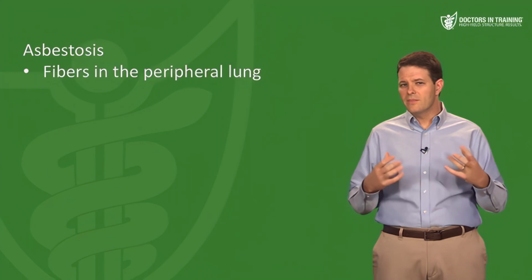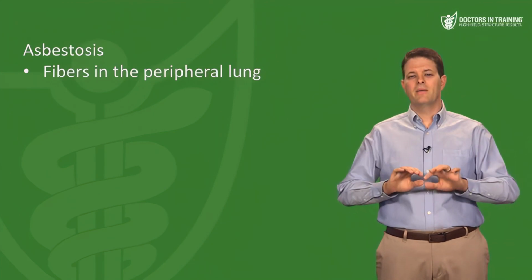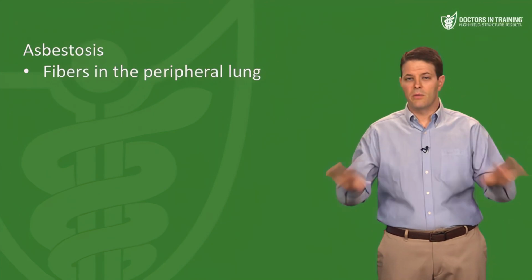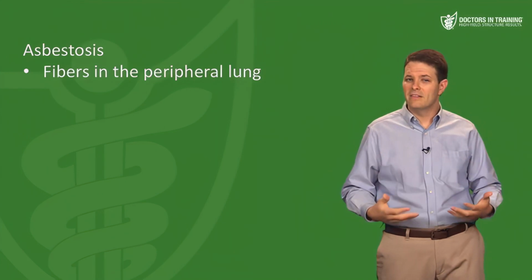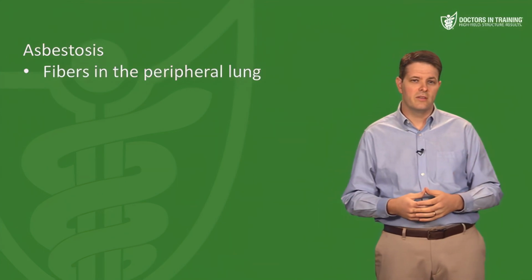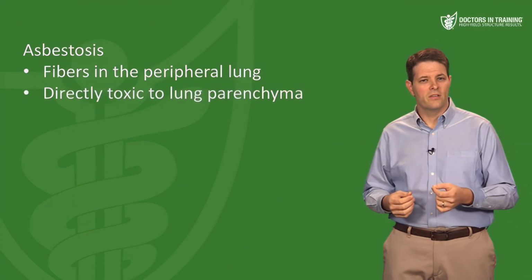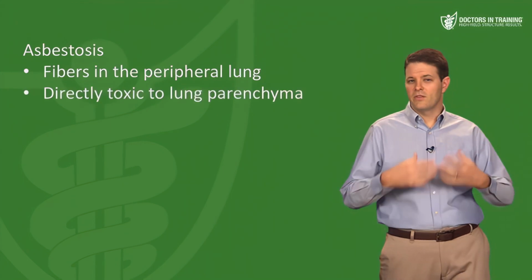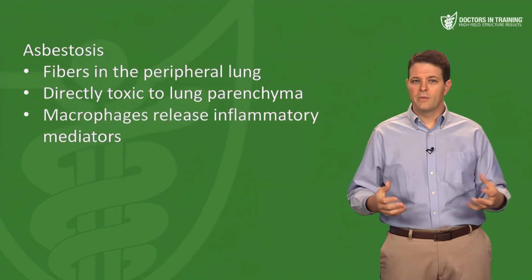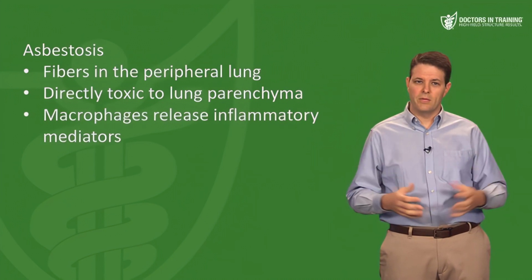Once you inhale the asbestos fibers, they end up out in the peripheral parts of the lung, out near the pleura, and especially in the lung bases, which is different from the other pneumoconioses. And the asbestos fibers are directly toxic to lung parenchymal cells. And then they also get phagocytosed by those macrophages that release inflammatory mediators and free radicals, which do damage.